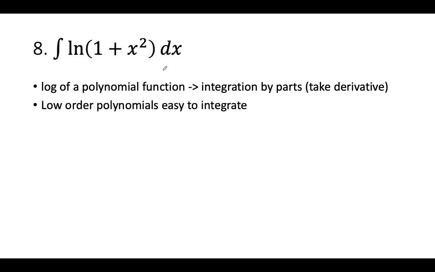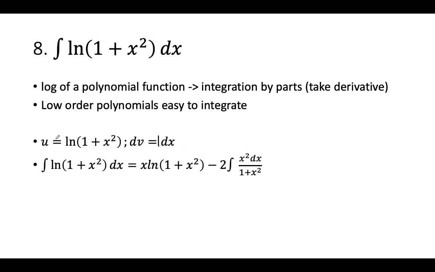So the obvious thing is to set u equals to the natural log, because that's what we want to differentiate, and then that means dv is dx, or it's 1 if you like, 1 dx. So then you take the derivative of this, that's 2x over 1 plus x squared, because of chain rule, and integrate this, just x. So this term is x ln of 1 plus x squared minus twice the integral of, so you have 1x and you have 2x from the derivative of x squared.